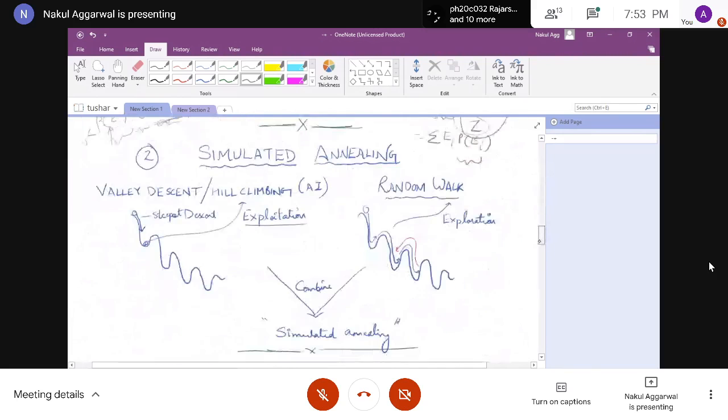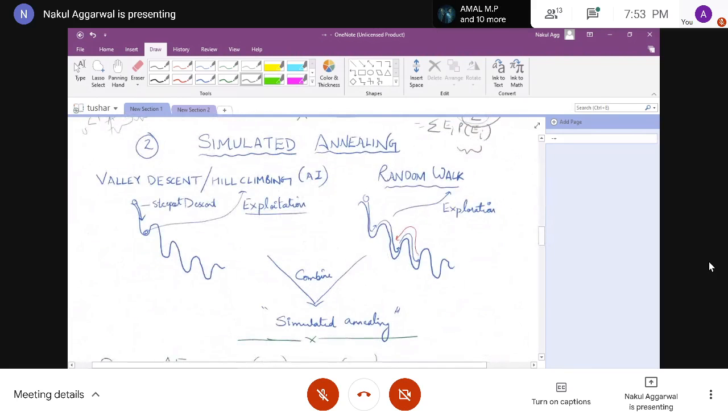Okay, so now we have seen that we do not reject those bad states, and we have a probabilistic algorithm in our hand. And so what is simulated annealing? Simulated because it's a simulation of something. That something is annealing. What is annealing?